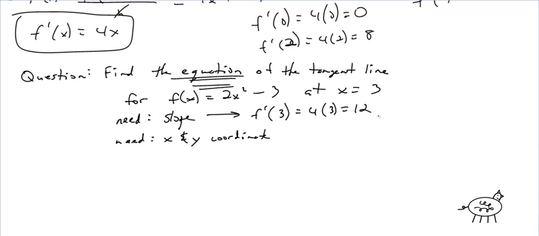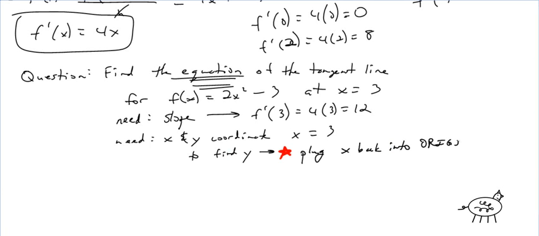And we need an x and y coordinate. Well, x equals 3, so how do you find y? This is really key, math fans. In order to find y, this is important, so I'm going to put a red star next to this. To find y, plug x back into the original equation.